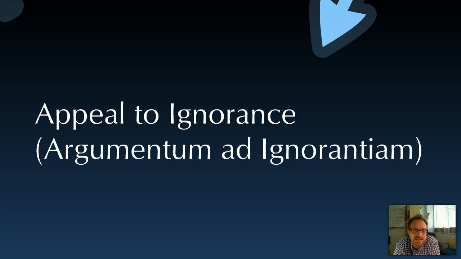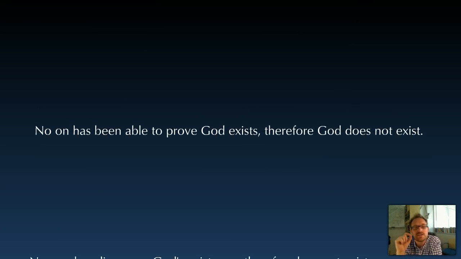Appeal to ignorance. Now, this is the argumentum ad ignorantiam. This fallacy is when a conclusion is supported by evidence of ignorance. That's basically saying you should believe X because we don't know Y. Any argument that uses ignorance as evidence is a bad argument, because you can't conclude from what you don't know what you do know. You can only conclude what you don't know that you don't know.